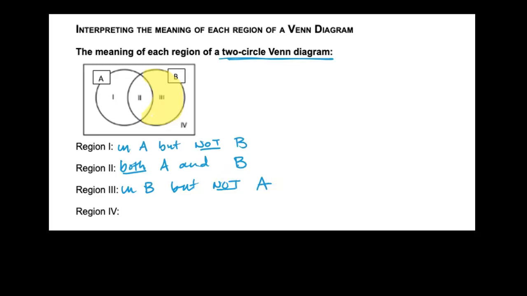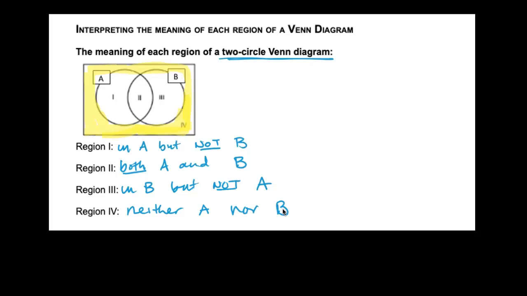Okay, and then last we've got region 4. And region 4 is on the outside. So it's on the outside of the circles. And so if we think about how we might describe that in words, we could say, well, if an element is outside the circles in region 4, we could say that that element is neither A nor B. So it's not in either of those circles, it's outside.